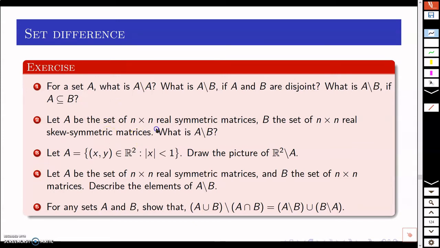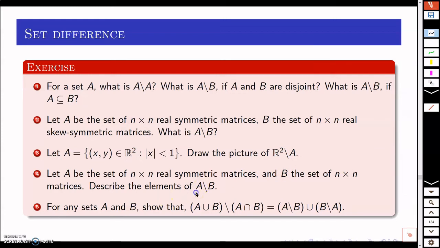Then the second one says, let A be the set of all n cross n real symmetric matrices and B be the set of all n cross n real skew symmetric matrices, then what is A difference B? So think over this, what is A difference B? The third one is this, all the ordered pairs x comma y such that mod x is less than 1. Okay, so what you can do is you can first find the difference R2 difference A, and you can also draw the picture in R2, in the xy plane. Okay, you can try to draw this picture R2 difference A. Okay, that's the difference of R2 and A.